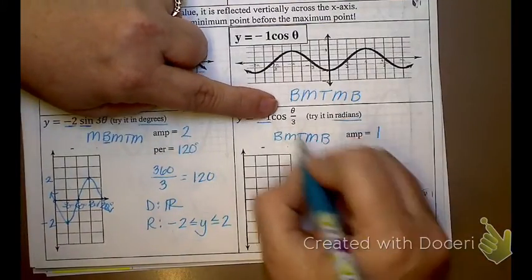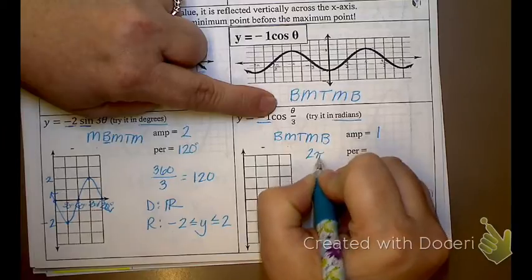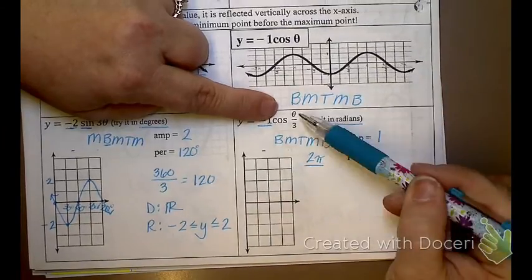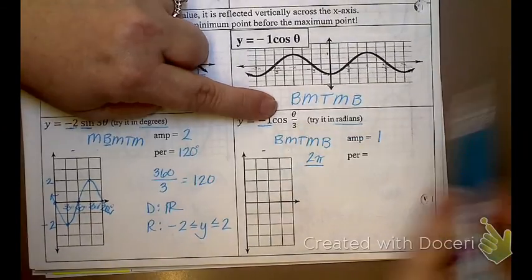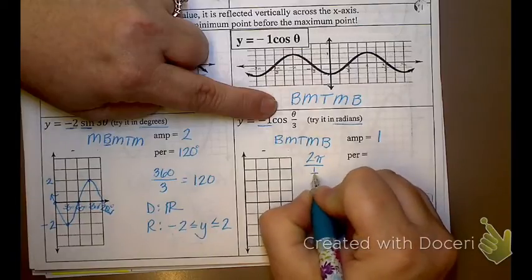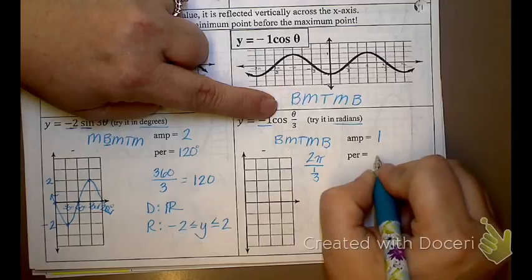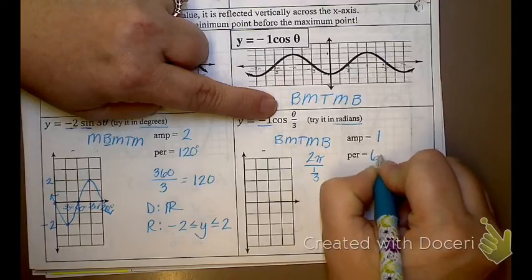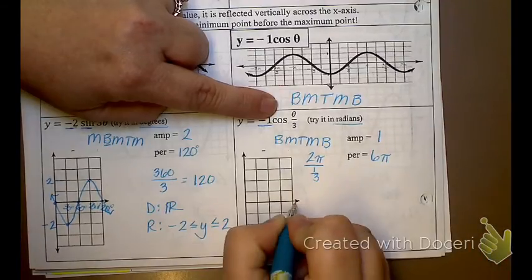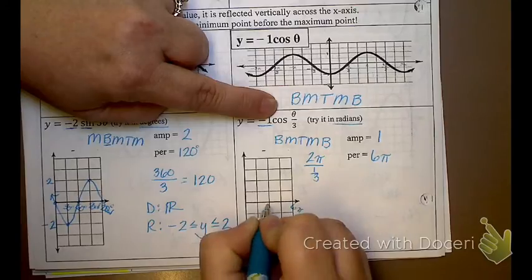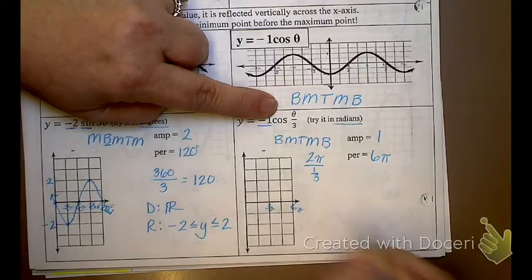To find the period, I'm going to do 2 pi divided by my b value. Now, when I have theta over 3, that means my b value is 1/3, because that really means 1/3 theta. Now, 2 divided by 1/3 is 6 pi. So let's see, I have 6 pi, I have 3 pi, would be halfway.